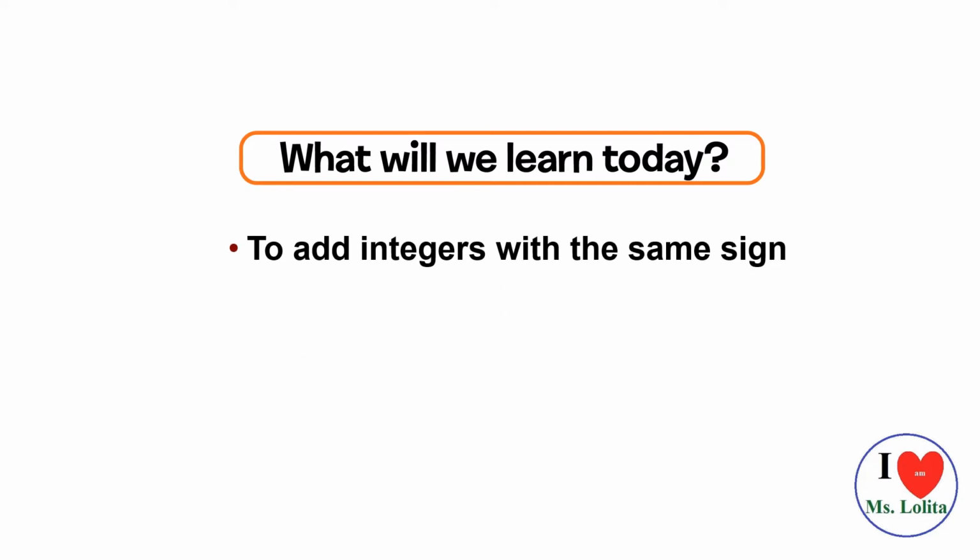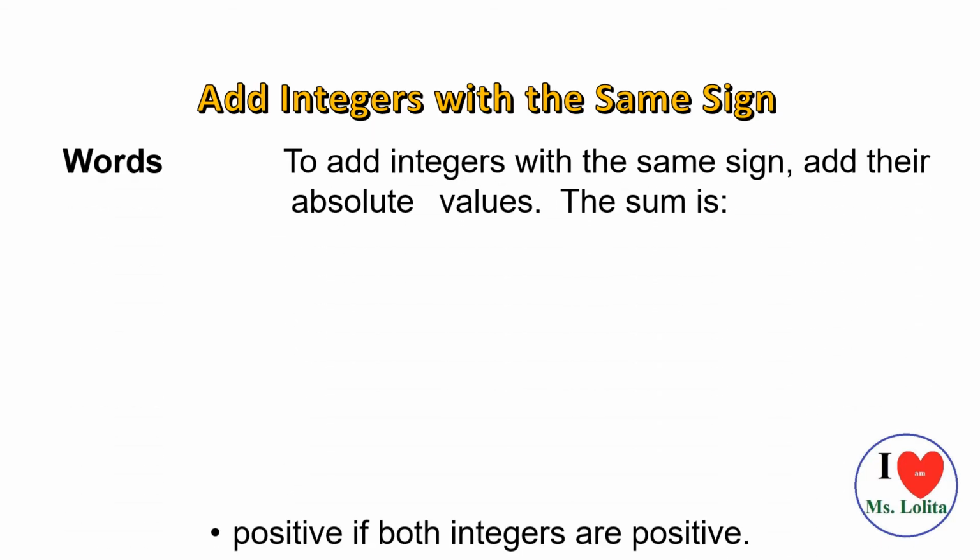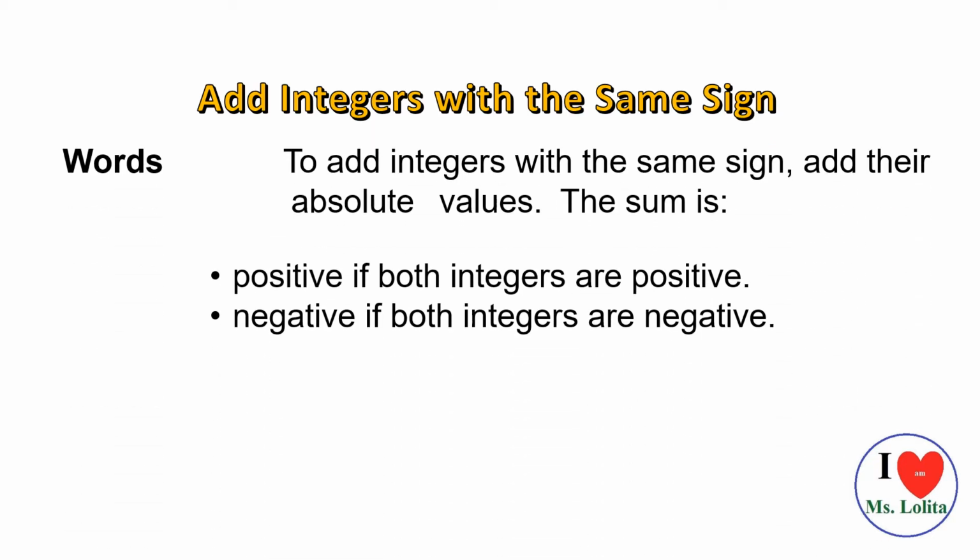We are going to learn today how to add integers with the same sign. To add integers with the same sign, add their absolute values. The sum is positive if both integers are positive, and the sum is negative if both integers are negative.